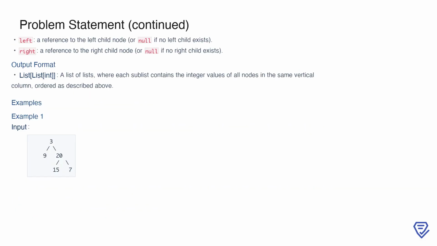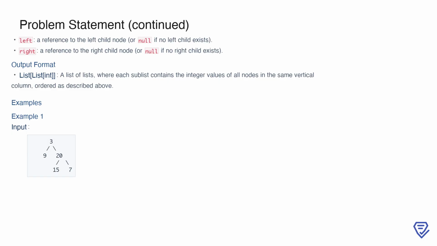The input consists of the root of the binary tree. This root is represented as a binary tree node object, where each node has three properties: val, which is an integer value representing the node's data; left, which is a reference to the left child node, or null if no left child exists; and right, which is a reference to the right child node, or null if no right child exists. For the output, we return a list of lists.